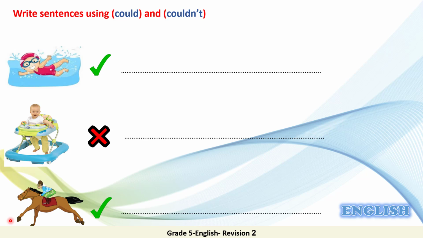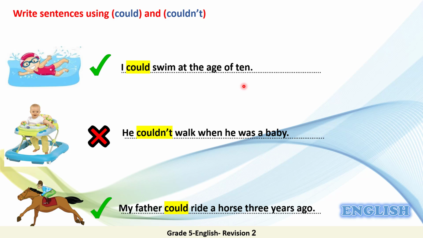Write sentences using could and couldn't. It's obvious that the tick refers to could and the cross refers to couldn't. In the first picture, we could say, I could swim at the age of 10. Now pause the video and write your own sentences. Have you finished? Okay. Read these sentences and share your answers with your teacher to check them.